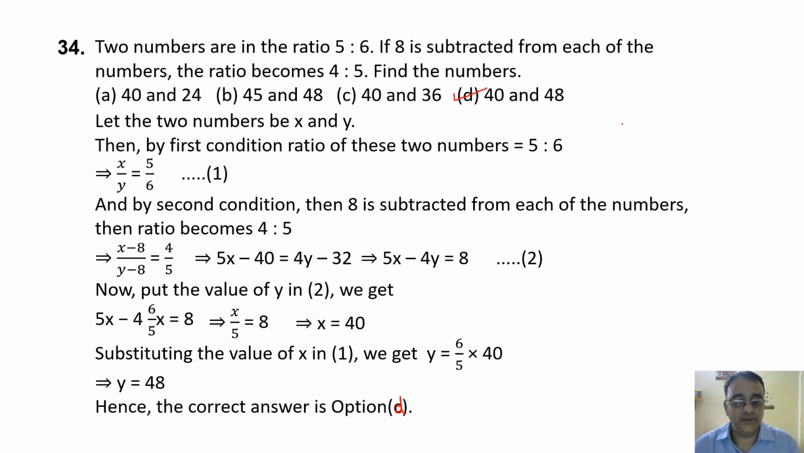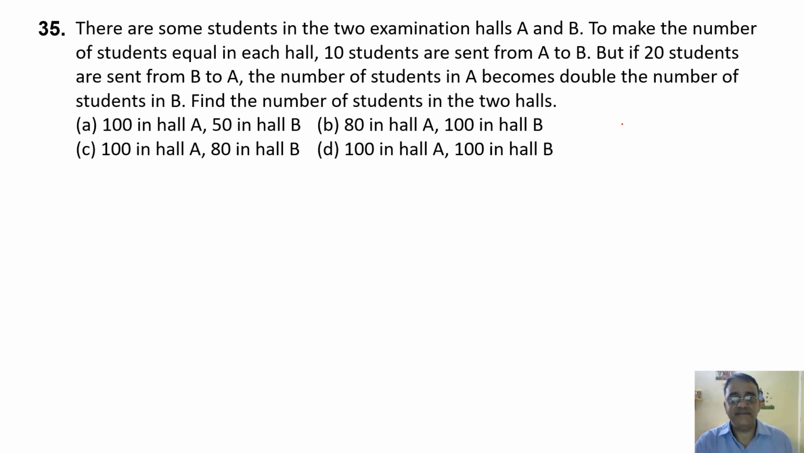So now we are moving towards the next question, question number 35. There are some students in the two examination halls A and B. To make the number of students equal in each hall, 10 students are sent from A to B. But if 20 students are sent from B to A, the number of students in A becomes double the number of students in B. Find the number of students in the two halls. Right? Question is clear to all of you? Sir. Right. So let the number of students in hall A be x and hall B y.